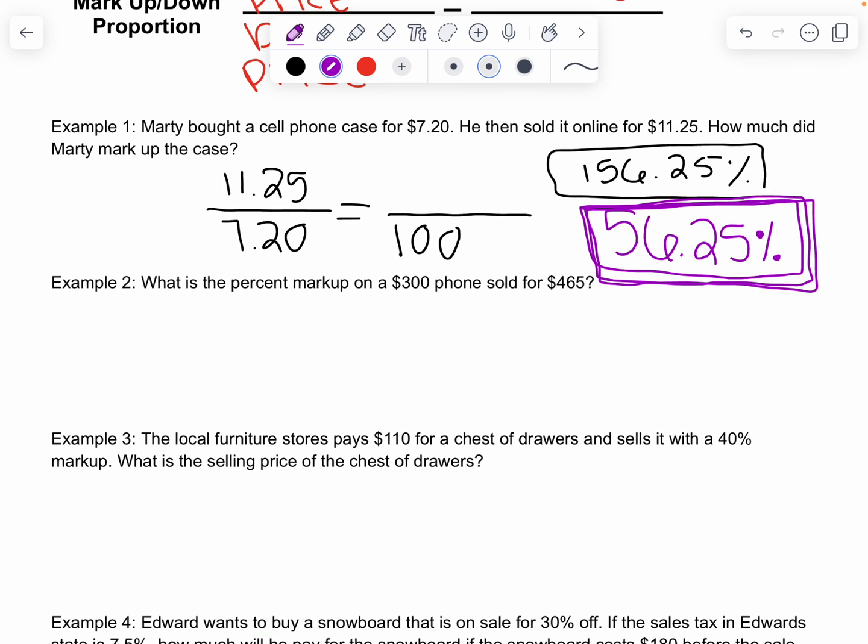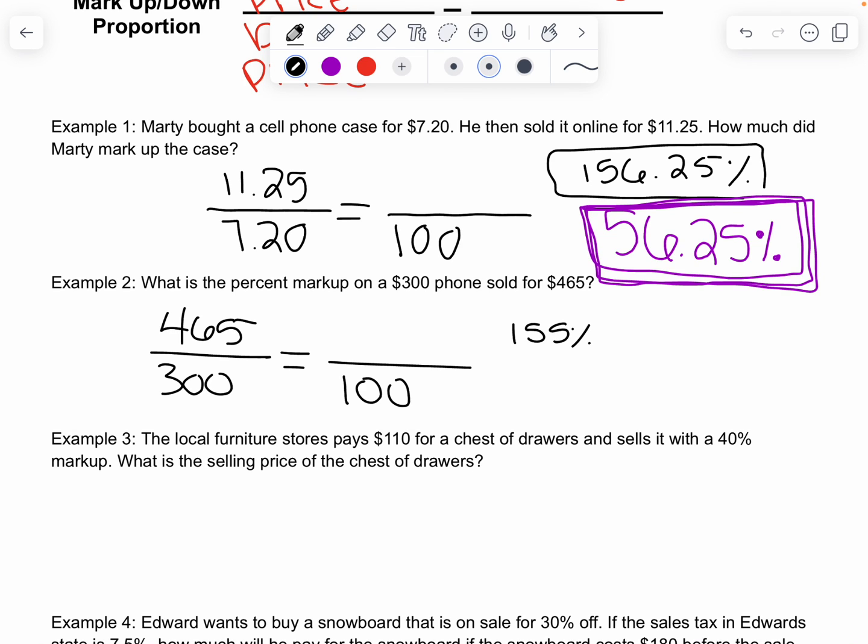For example 2, it says that the percent markup on a $300 phone sold for $465. So before it was $300, and then they marked it up to $465. Always 100 on the bottom. We're solving for the percent. So in your calculator, you're doing 465 times 100 divided by 300. And you get 155%. But just like what we talked about, that means they marked it up 55%. See where that came from? 55% markup.